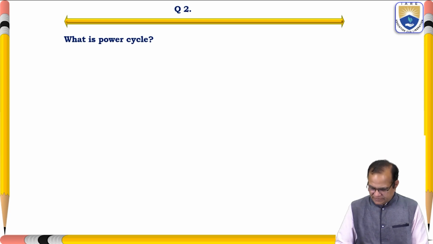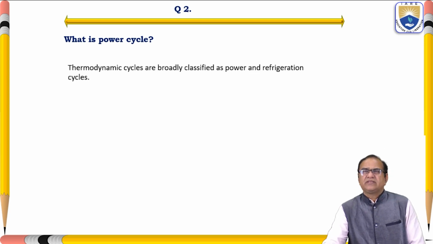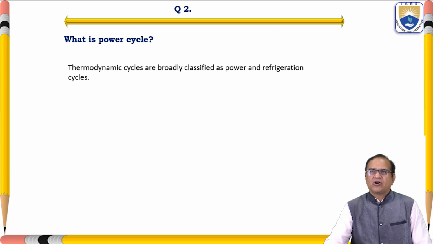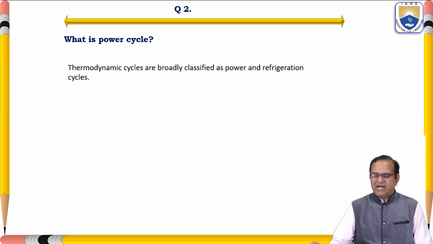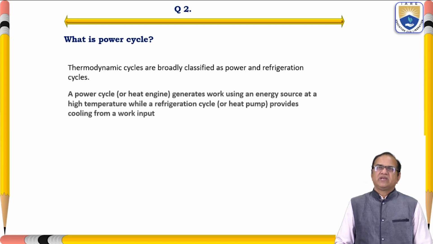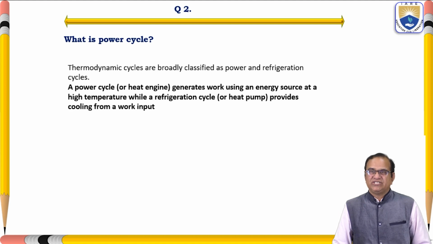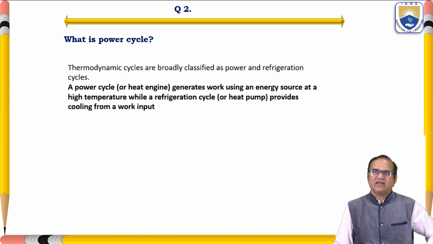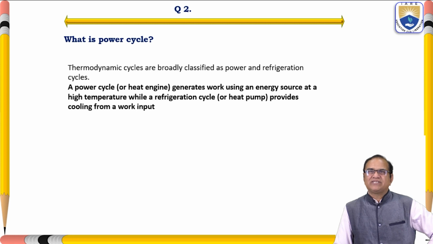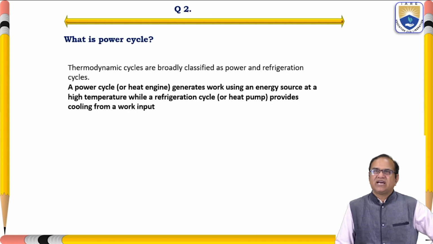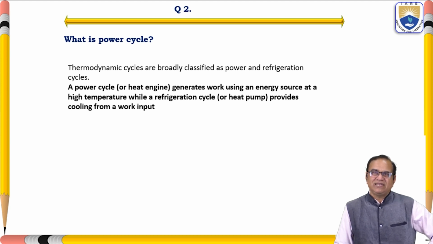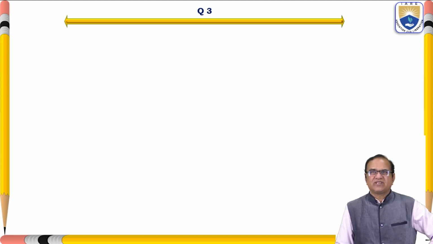What is a power cycle? Thermodynamic cycles are broadly classified as power and refrigeration cycles. A power cycle, or heat engine, generates work using an energy source at a high temperature, while a refrigeration cycle or a heat pump provides cooling from a work input. So this is the definition of the cycle.